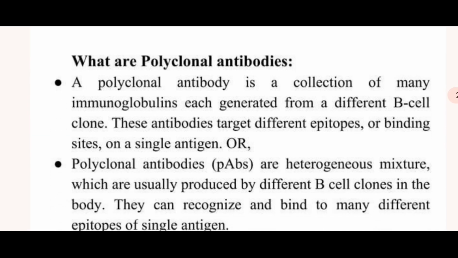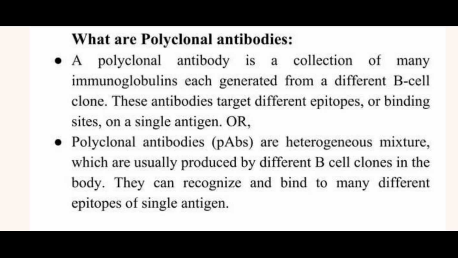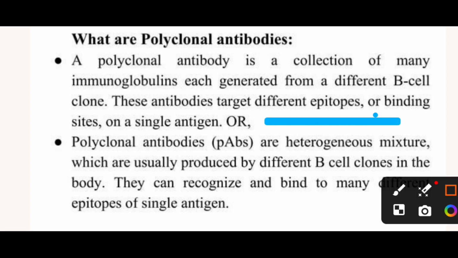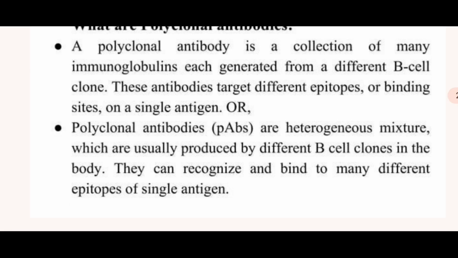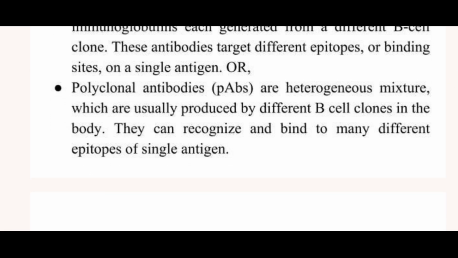Now, what are polyclonal antibodies? A polyclonal antibody is a collection of many immunoglobulins, each generated from a different B cell clone. These antibodies target different epitopes, or binding sites, on a single antigen. So polyclonal antibodies are a heterogeneous mixture which are usually produced by different B cell clones in the body. They recognize and bind to many different epitopes of a single antigen.